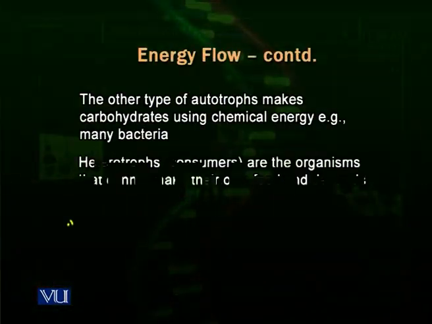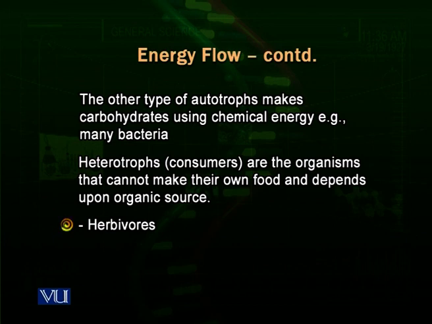We eat proteins, we eat meat, we also eat plants in the form of vegetables, beans. So, we are omnivores. Consumers are divided into herbivores, the plant eaters, carnivores, the meat eaters, and omnivores, which eat both meat and vegetables.